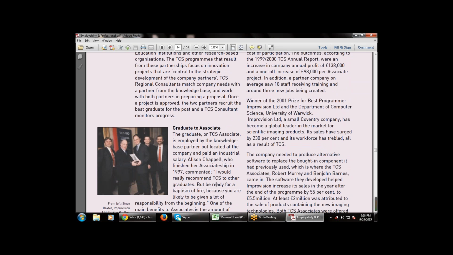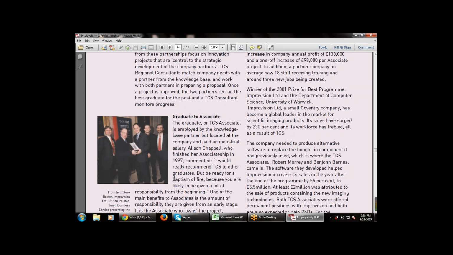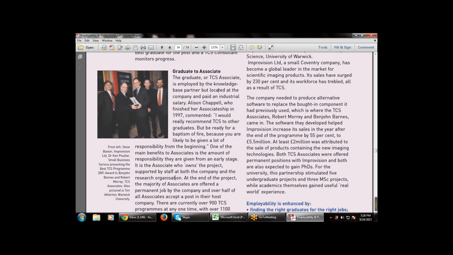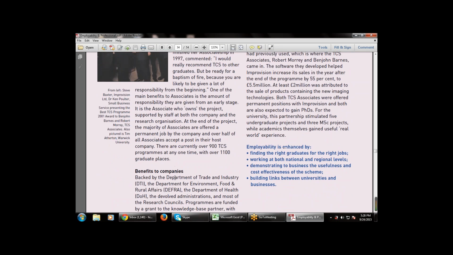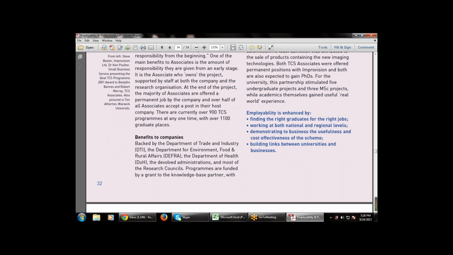That is a part of the graduate to the associates, and I would really recommend the TCS, the Teaching Company Scheme, which is used to offer the graduate. So the student or the graduate gets benefit with the student approach.